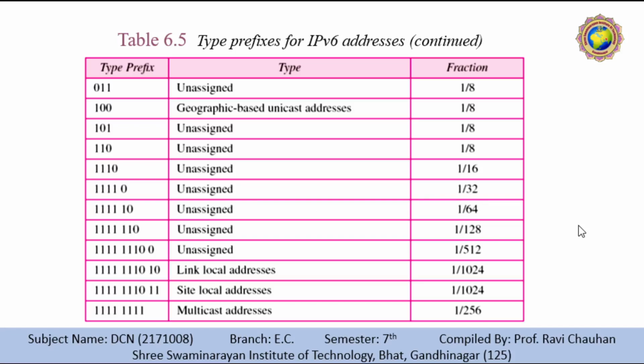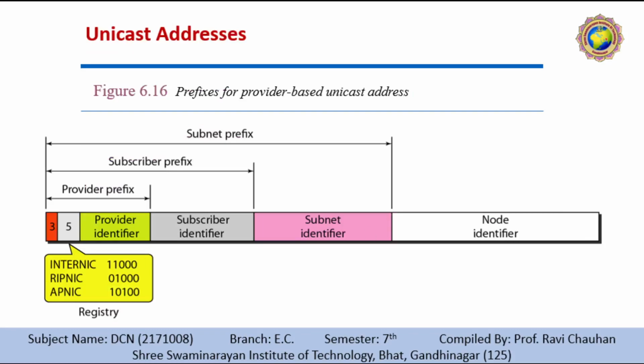Okay, so moving ahead, a unicast address. A unicast address defines a single computer. A packet sent to a unicast address must be delivered to that specific computer. IPv6 defines two types of unicast address: geographically based and provider based. We discuss the second type here. The first type is left for further definition. The provider-based address is generally used by a normal host as a unicast address. The address format is shown in this figure.